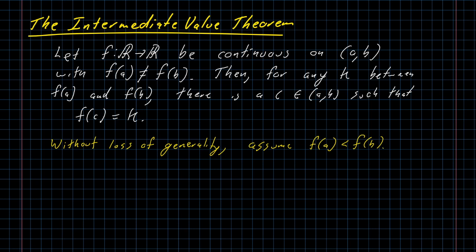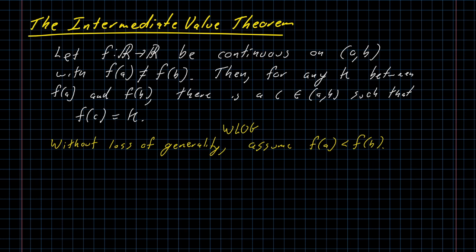Right. The first thing I'm going to say is, without loss of generality, let's assume that f of a is less than f of b. This is another one of those phrases that show up all the time in mathematics, without loss of generality. In fact, it shows up so often that it usually gets abbreviated and we just say WLOG. Without loss of generality, assume that f of a is less than f of b.